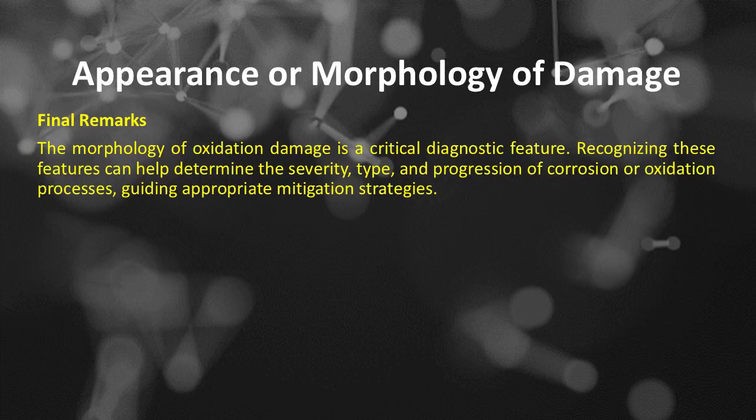Appearance or morphology of oxidation damage mechanisms. Final remarks: the morphology of oxidation damage is a critical diagnostic feature. Recognizing these features can help determine the severity, type, and progression of corrosion or oxidation processes, guiding appropriate mitigation strategies.